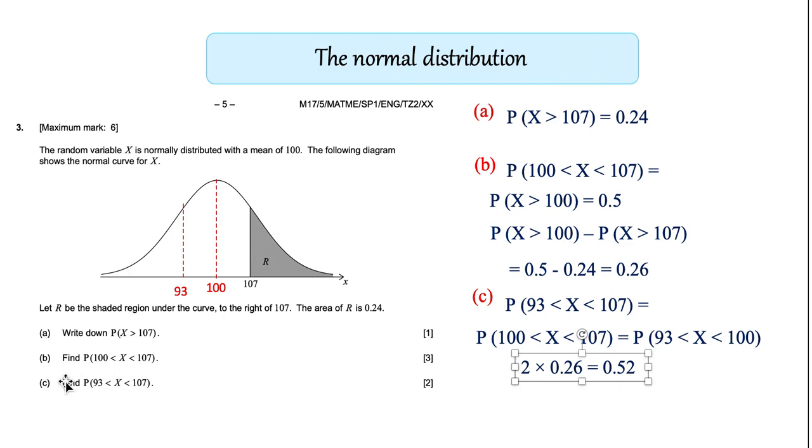So for your answer, this tells you that all the values between 93 and 107, there's 52% of them that are between these two values.